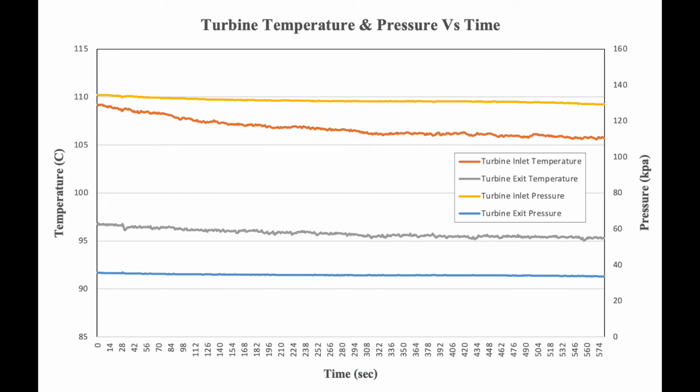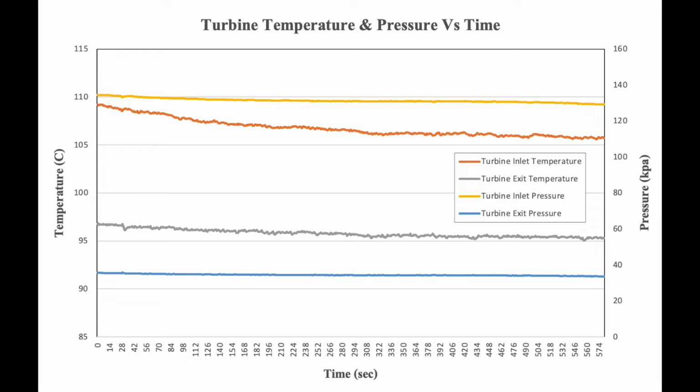Here are those trends of pressure and temperature shown in the figure as a function of time. Temperature at the turbine inlet shows a nonlinear decrease as it drops from roughly 109 degrees Celsius to 105 degrees Celsius, while the outlet temperature decreases from 97 degrees Celsius to 95 degrees Celsius.